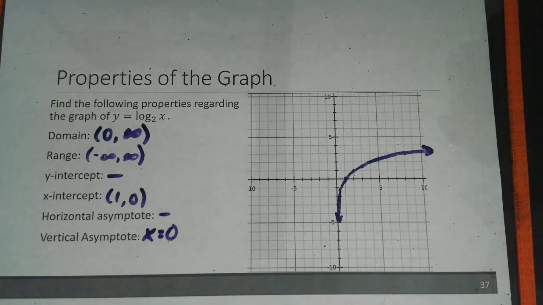So you'll notice that the domain and range are flipped from what they were with exponential functions. And sort of the same idea for x and y intercepts, and sort of the same idea for vertical and horizontal asymptotes. That's kind of this idea that they're inverse functions. That's why this is all happening.